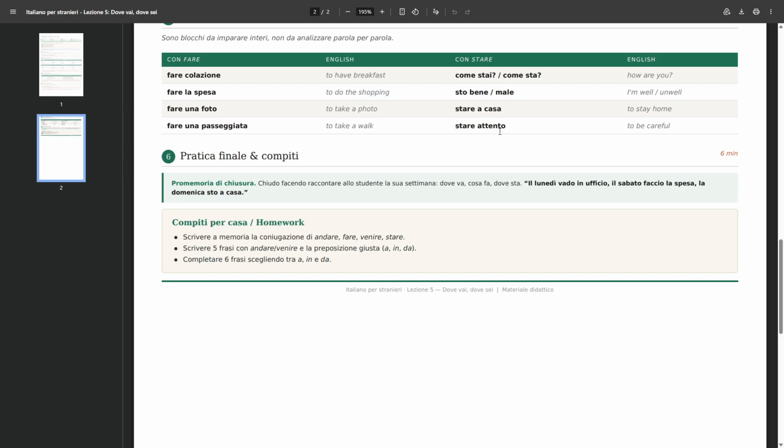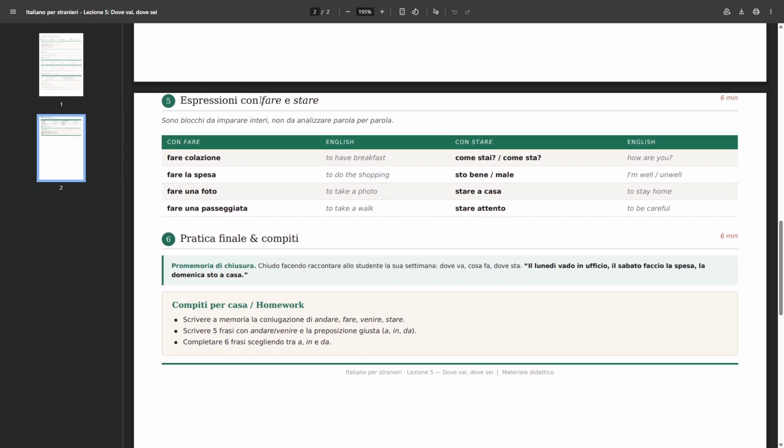Okay, so then we have some expressions in Italian with the verb fare. Do you remember what this means in English? To make, to do. And then stare. This means to stay, to be, to feel even. Depending on the situation, I know it's confusing. We have some expressions, espressioni, with these verbs. So we have fare colazione, to have breakfast. It translates to that, even though fare is not to have, like we have said.